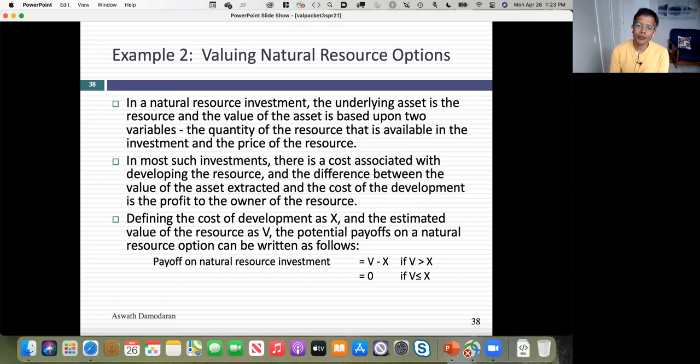When you have undeveloped reserves, here's the way the option works out. The cost of developing these reserves, let's call it X. The value of the oil under the ground becomes V. If V is greater than X, you will develop the reserve and produce the oil. But if V is less than X, what are you going to do? You're going to sit on that reserve and hope and pray that something changes. And what's that something? Oil prices go up.